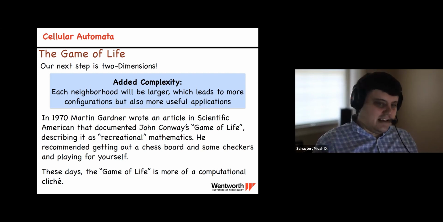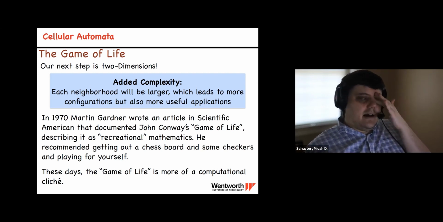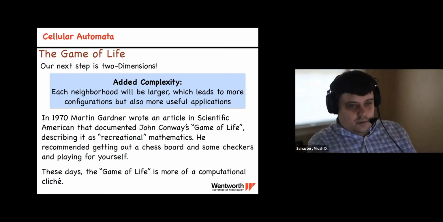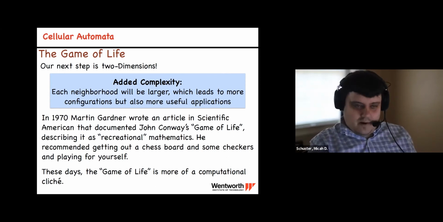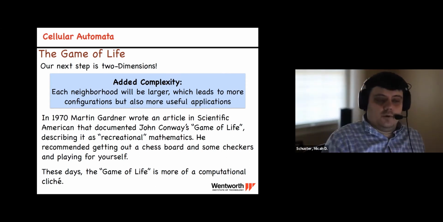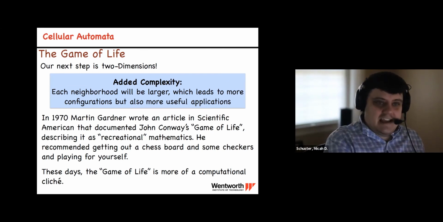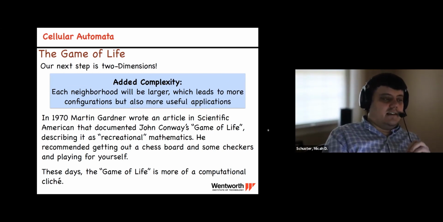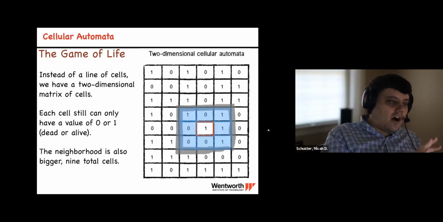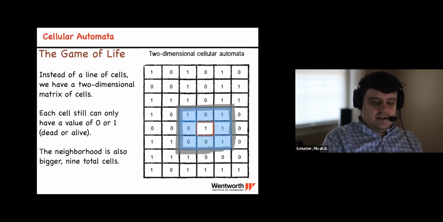Oftentimes, you see it in a CS1 or CS2 type class to show you what we're doing today, how 2D arrays might function. But there is a lot of cool stuff to this. People are still studying modifications to this today. So obviously, instead of a line of cells, like what we just did with our 1D array, you have a 2-dimensional array of cells, a matrix.